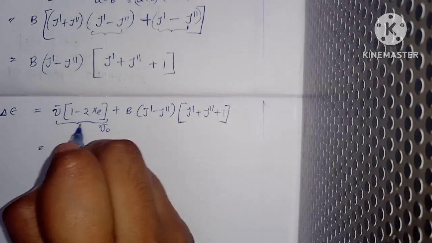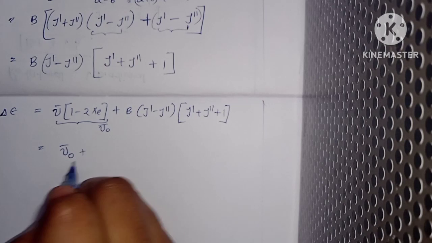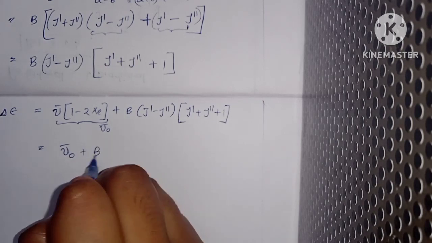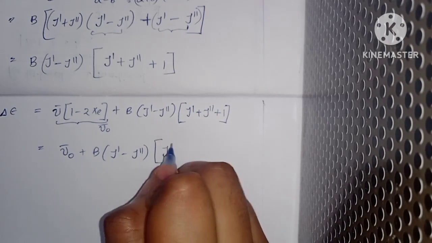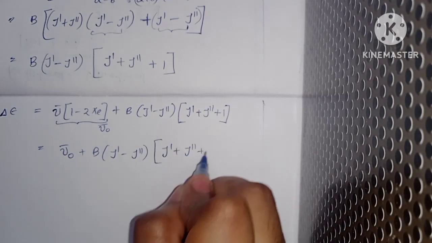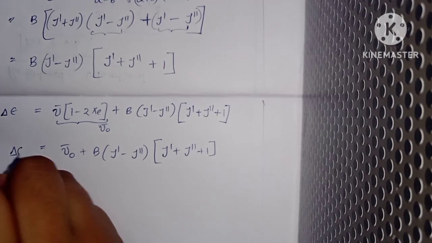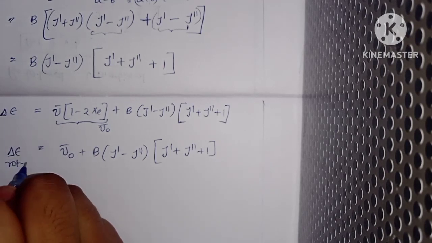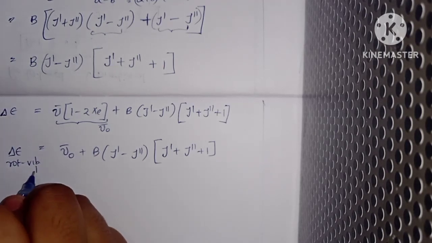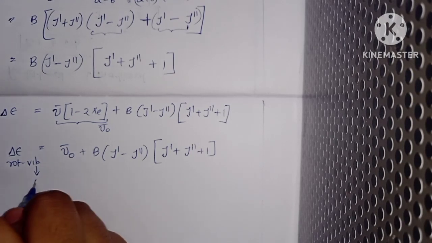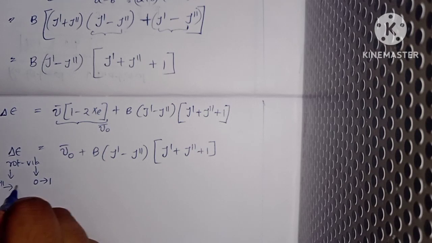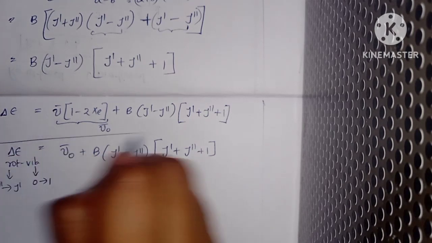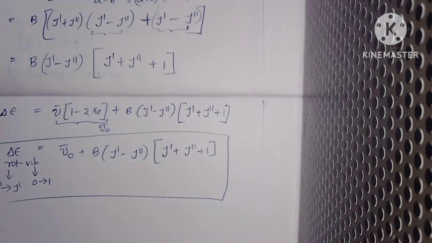Now this whole term is replaced by simply mu bar 0 plus B into J dash minus J double dash into J dash plus J double dash plus 1. This is the energy required for a rotational vibrational transition, where the vibrational transition is from 0 to 1, and the rotational transition is from some J double dash to some J dash. So this we have to learn by heart.